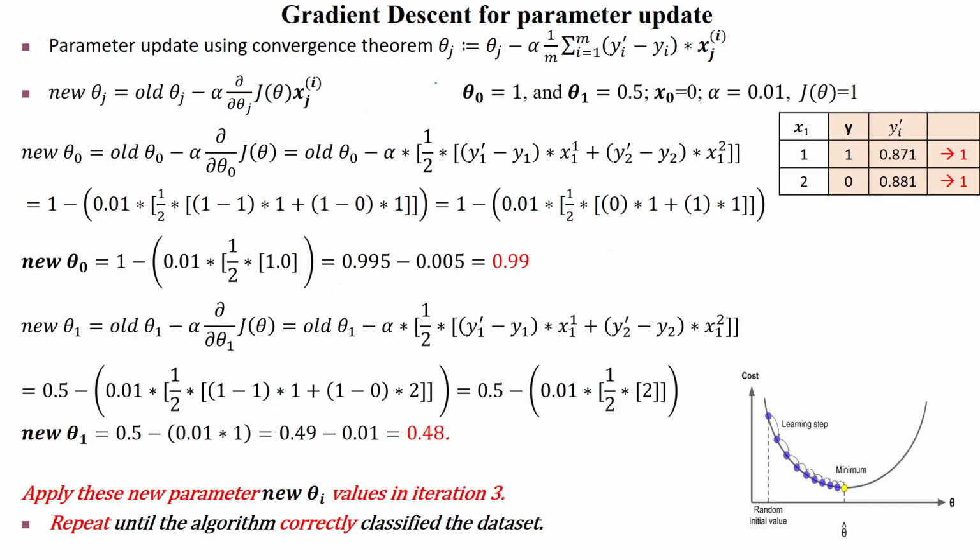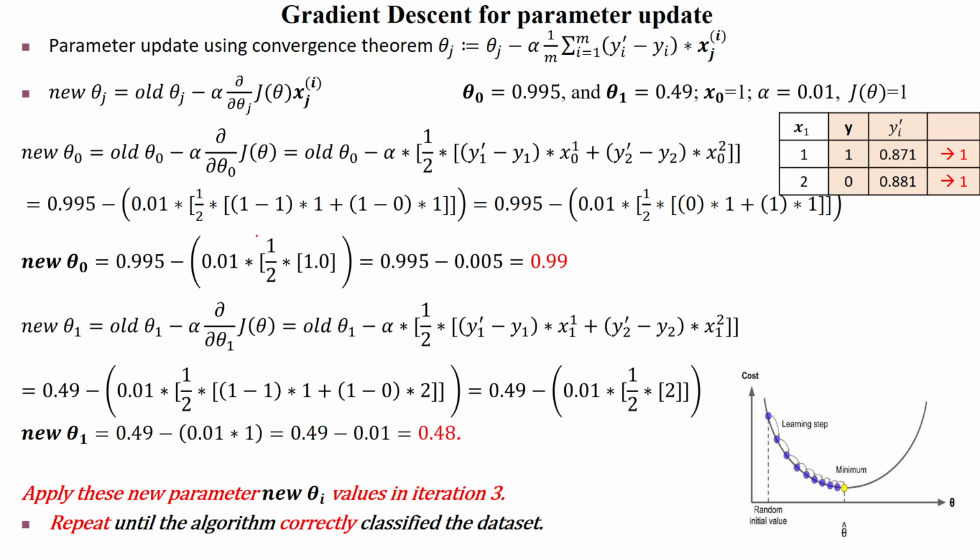Now again we apply the convergence theorem for iteration number 2. Here we have theta 1 and theta 0. The updated theta 0 is 0.995, theta 1 is 0.49, and x0 is already given as 1. So our equation G is theta 0 plus theta 1 x1. So we have to update theta 0 and theta 1. As per the convergence theorem, we take the old theta 0 value 0.995 from iteration number 1. Now we use 0.01 as the alpha value, and the number of samples.